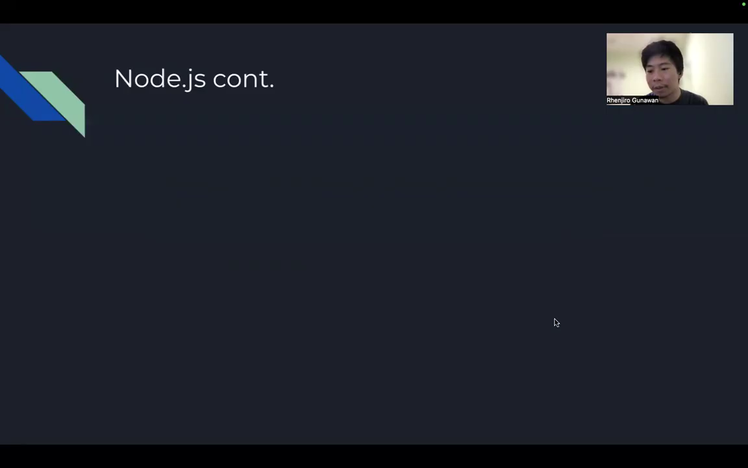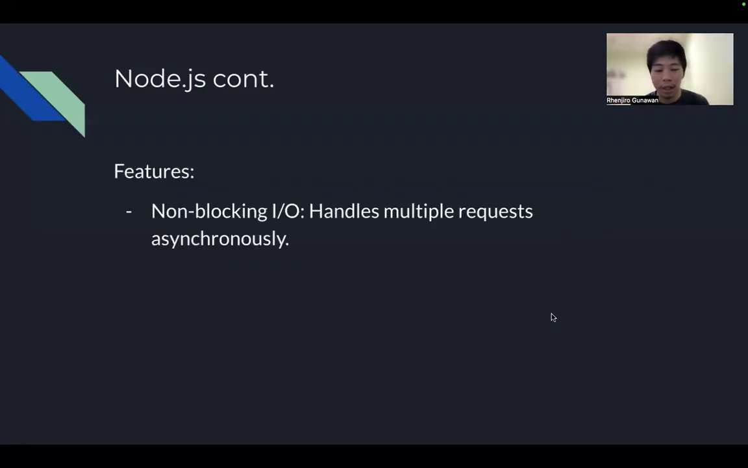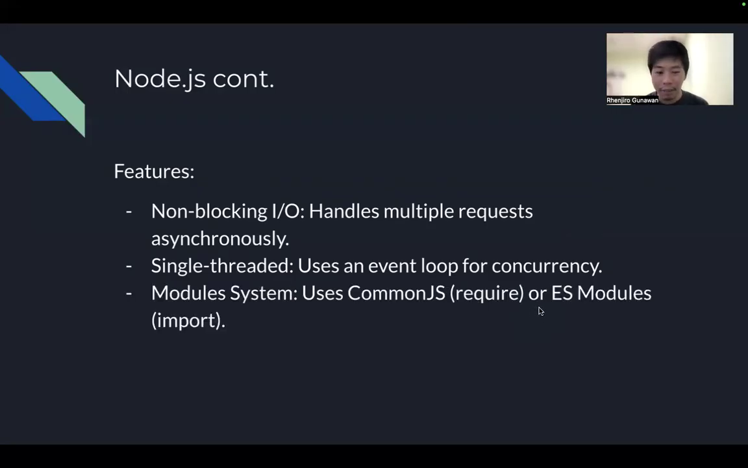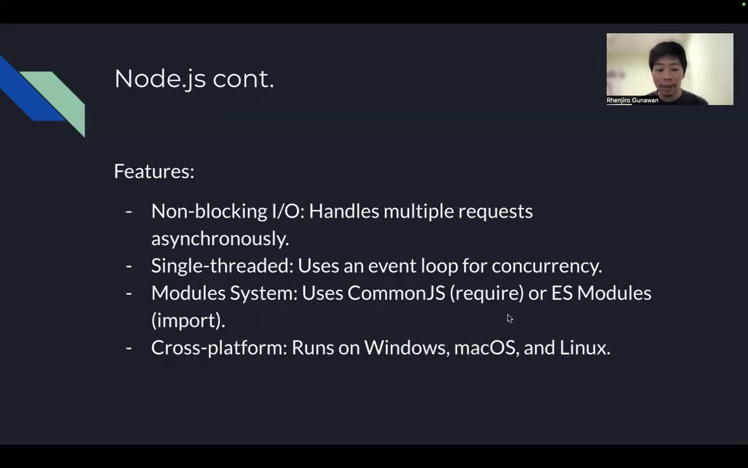Again, some of Node.js features include that it's non-blocking, right? It can handle multiple requests asynchronously. It is single-threaded, so it uses an event loop for concurrency. It's a module system, so you can add lots of modules to it if you need to. There are so many libraries that you can use for the backend systems, and it's cross-platform. It runs on Windows, Mac OS, Linux. So whatever your development environment is, you're good. Node.js is a really nice and simple way to go.